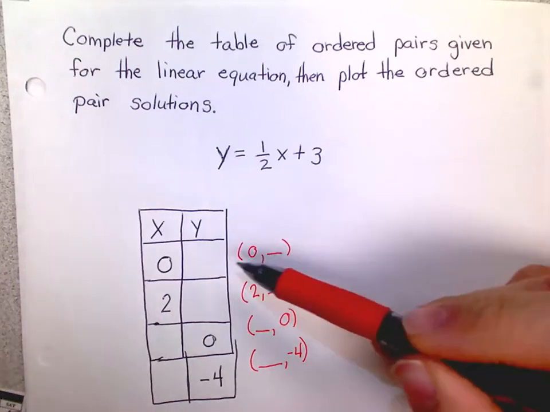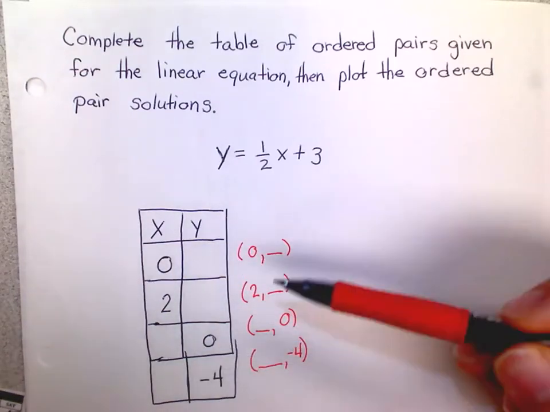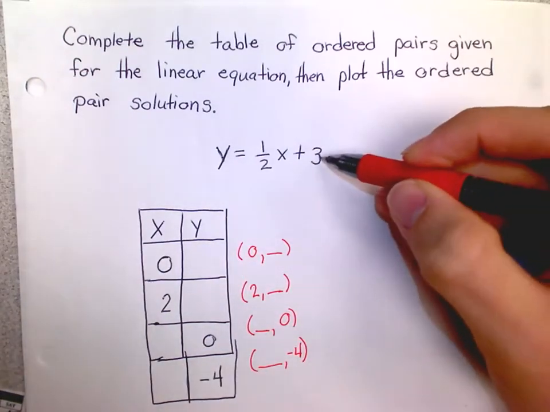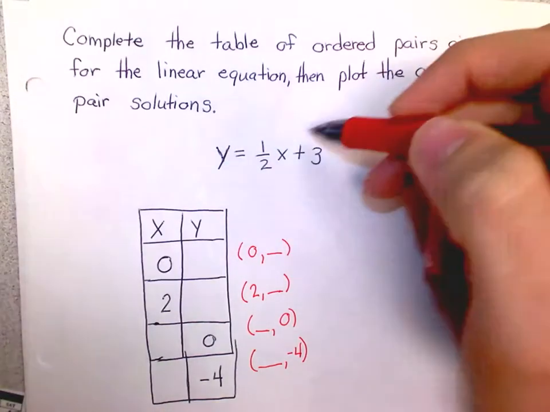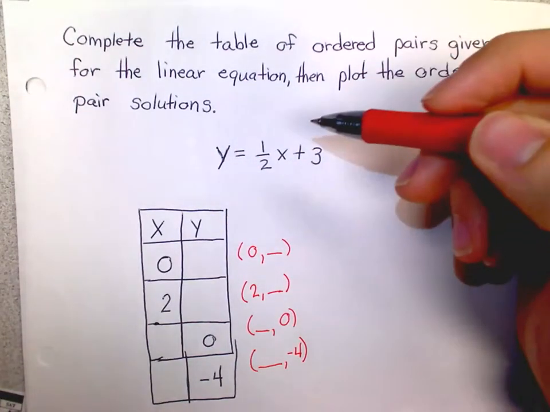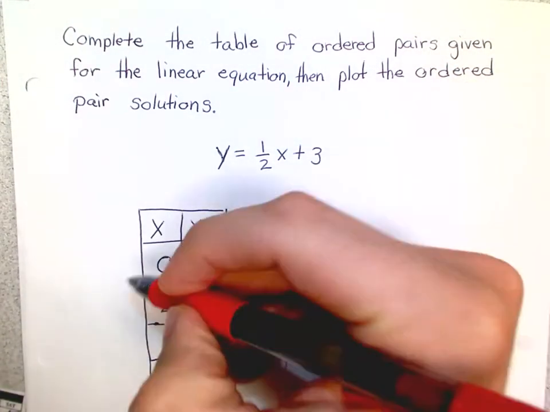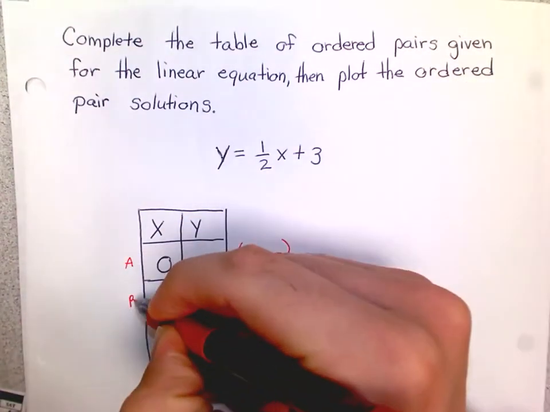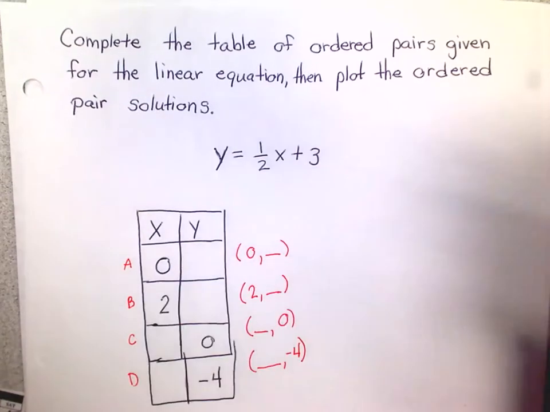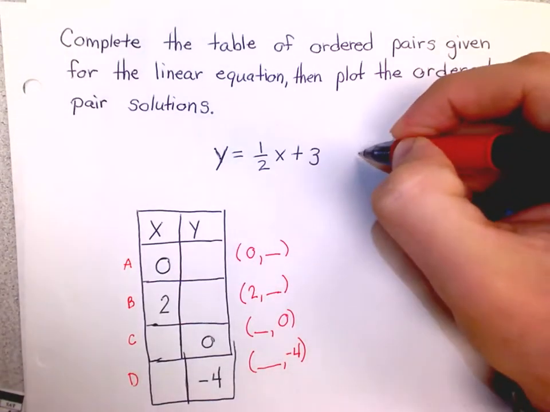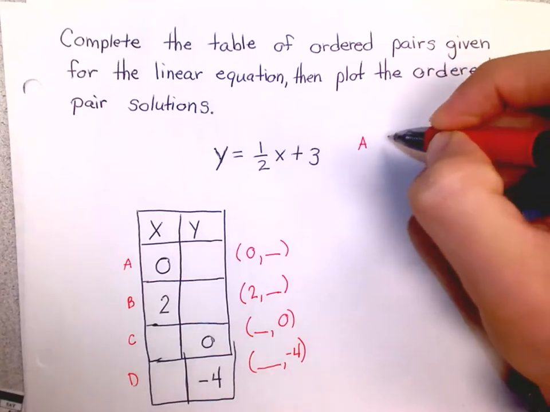So let's take this information that we gathered from the chart and let's use our linear equation right here, and let's plug the values in for x or y's. Let's label this as A, B, C, and D. So for over here, let's work part A.